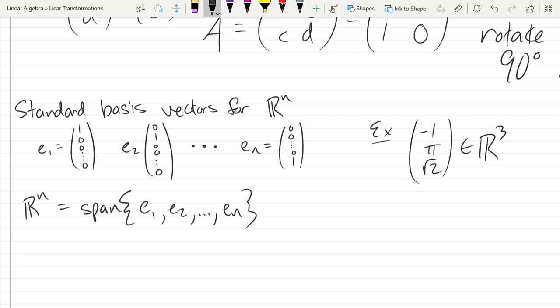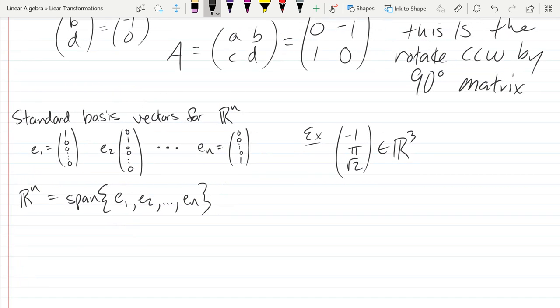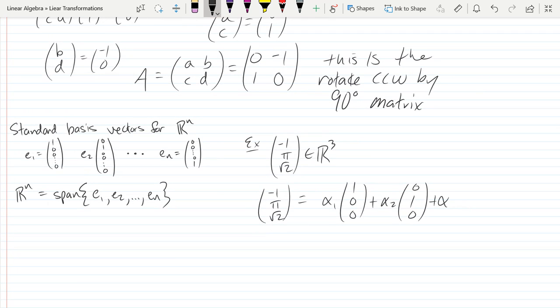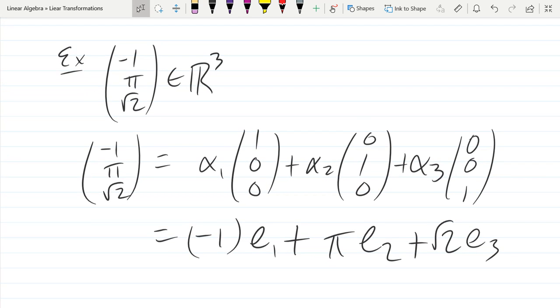All right, so we're going to take the vector negative 1, pi, square root 2. It looks kind of crazy. We're going to use E1, E2, and E3 and write that as a linear combination of those. So E1 is 1, 0, 0, and we'll figure out alpha 1, plus alpha 2 times 0, 1, 0, plus alpha 3 times 0, 0, 1. All right, what is alpha 1? Negative 1. And I'll just write E1 right there. What is alpha 2? Just pi, E2, plus square root 2, E3. So that would be our super easy linear combination to get that vector in R3.